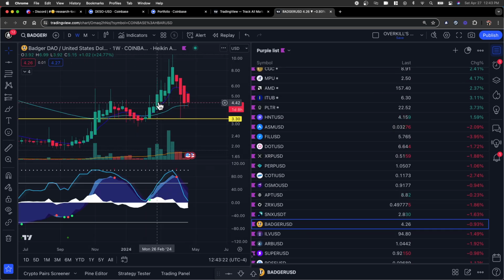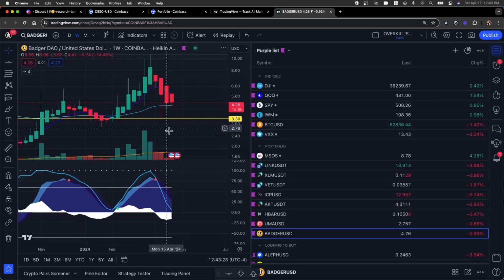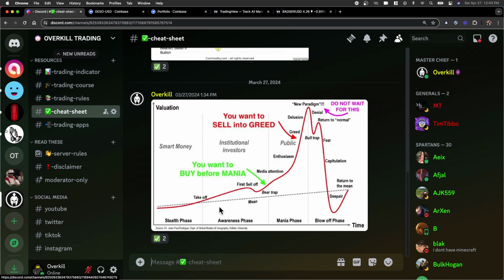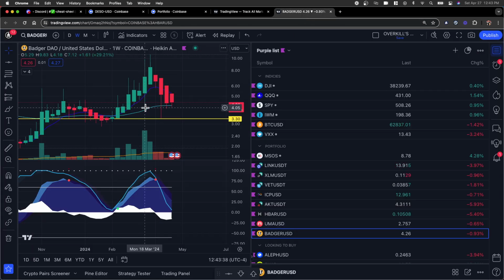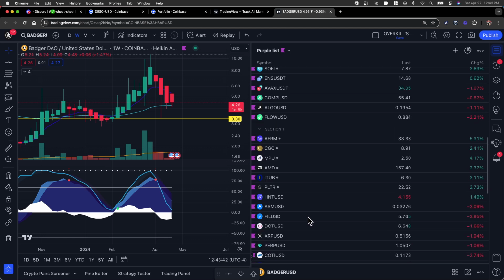Here's Badger. Badger I like too. I don't know what the heck this thing does, but $3.30 is going to be the stop loss. I'm going to add that one in, sitting right on our mean, right on our average price where we want to be buying. Okay, we want to be buying right here above the mean. The mean is the 50-week moving average. That is the light blue line. And the stochastic is on the floor. So I'm going to add that one in there.